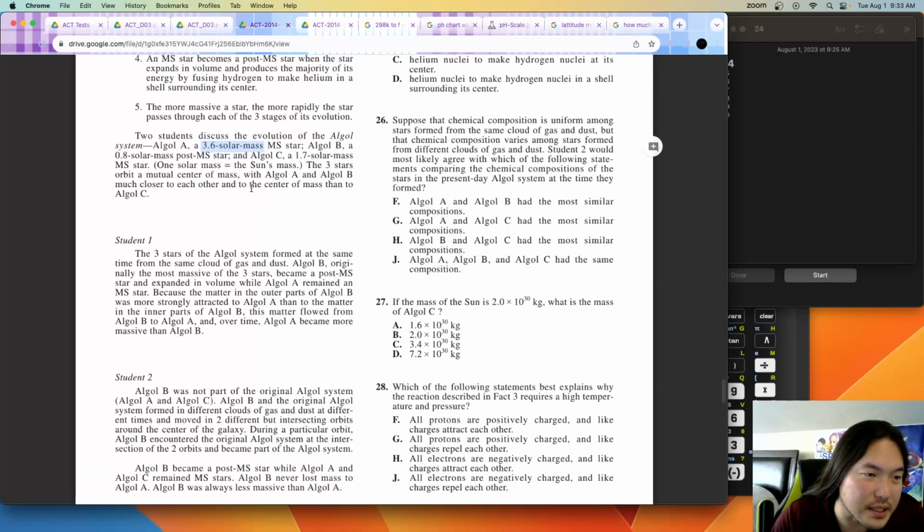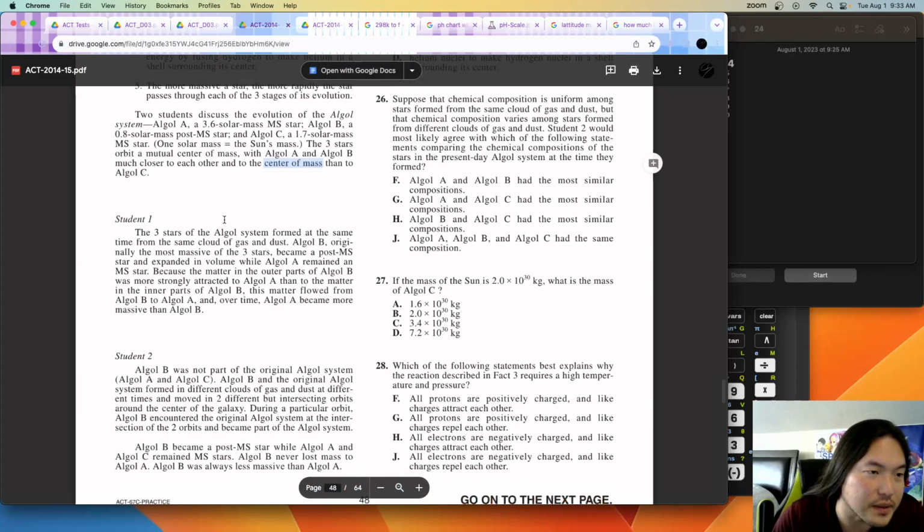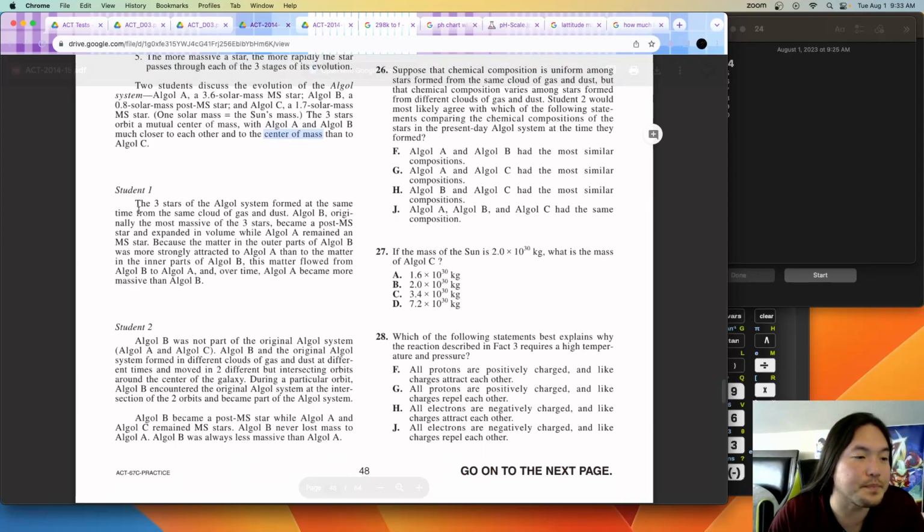What is center of mass? I don't like it, the average of the 3. I don't really understand what they're saying.